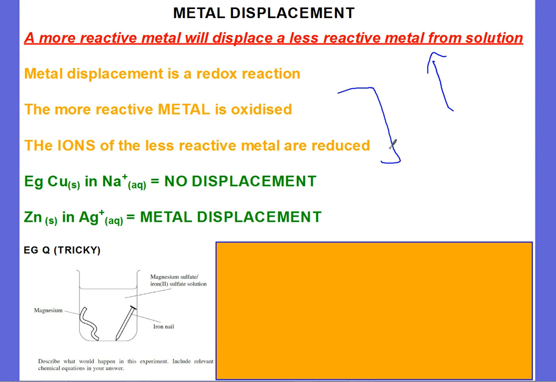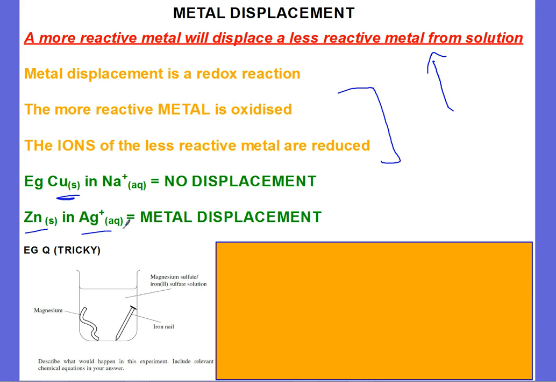metal are reduced. And so, for example, if you put copper solid in sodium ions, there is no displacement because the less reactive metal is already the solid form. But if you put zinc inside silver ions, the more reactive metal zinc will displace the less reactive metal ions, silver ions, from the solution. So you will get metal displacement.